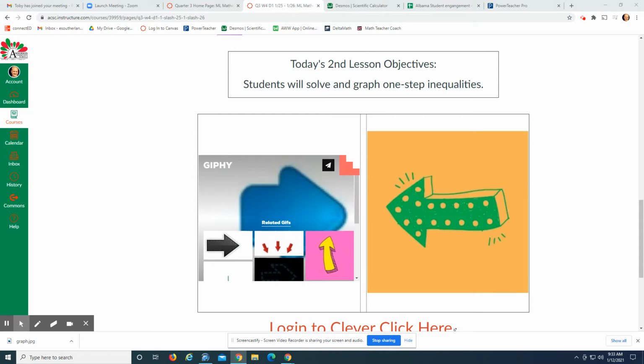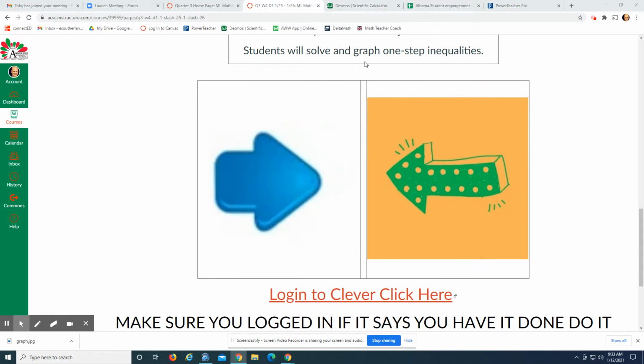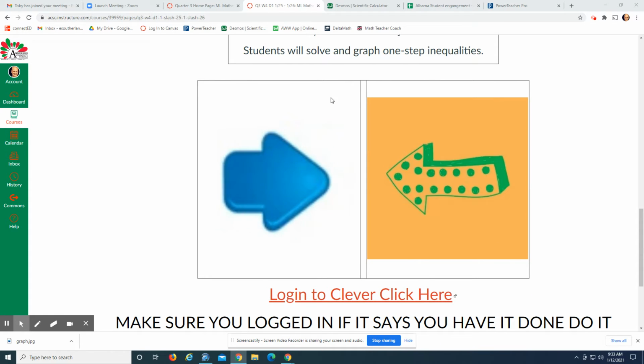We're going to take a look at the second lesson for today. Students will solve and graph one-step inequalities. Now we're adding the graphing part. We've already done the solving part.